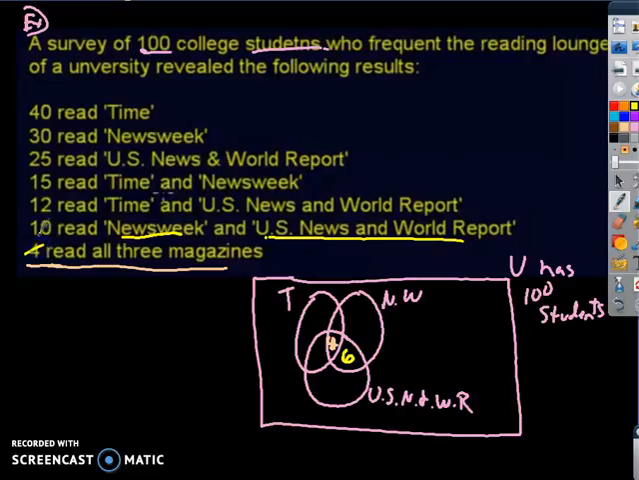You know, that's how you can represent 10 of those. All right, so I use this data, I use that data. The next one we want to use is the fact that 12 people read Time and U.S. News and World Reports.